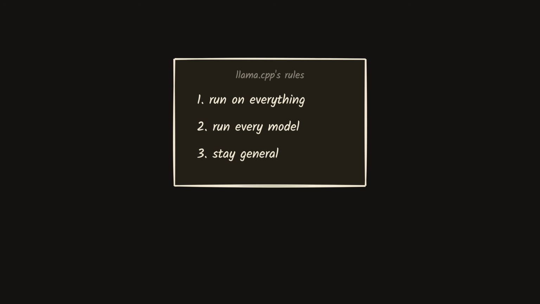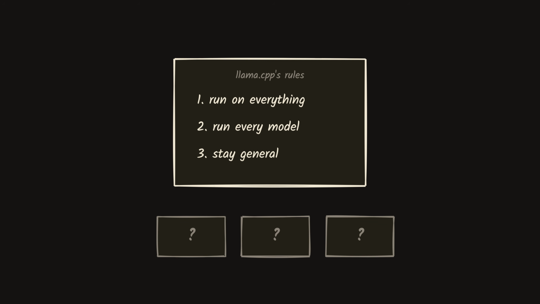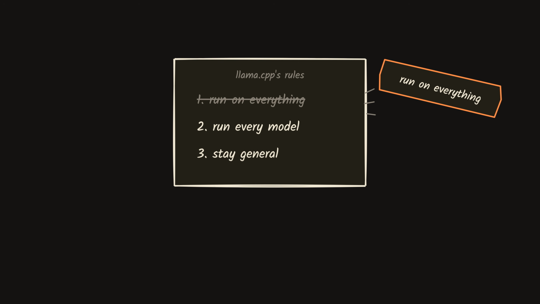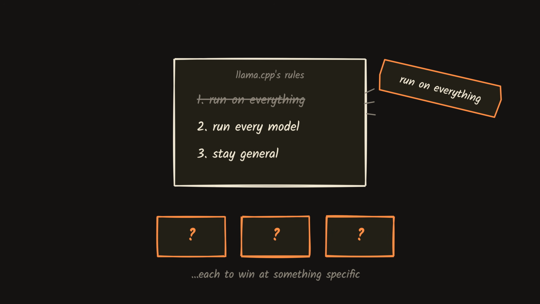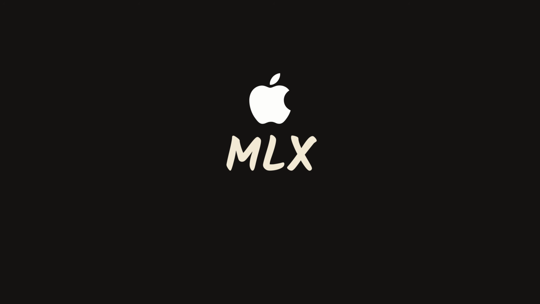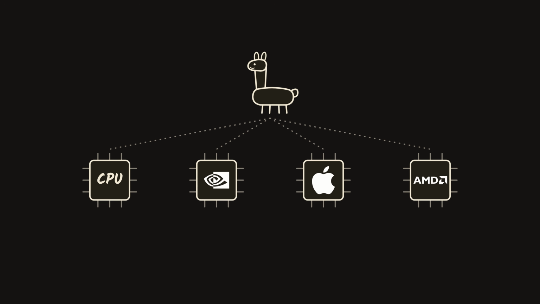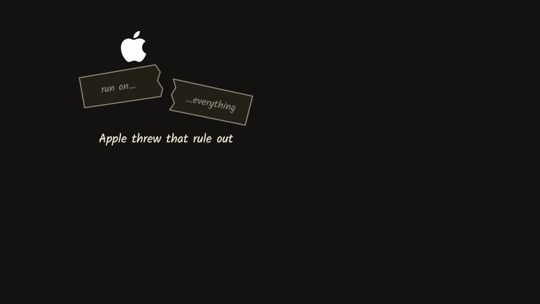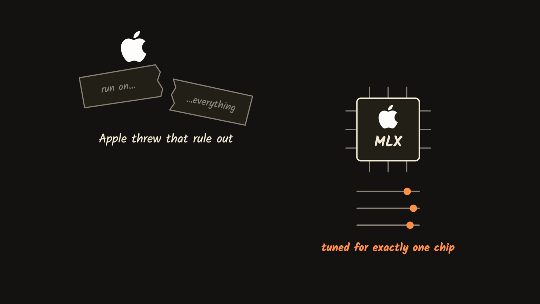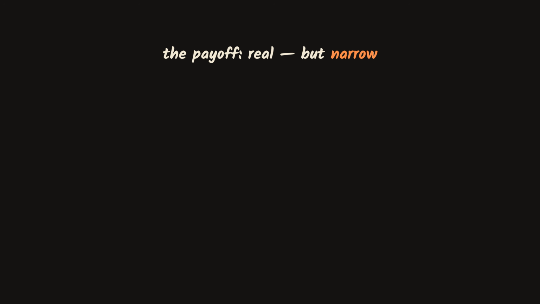That universality leaves room, though, for a few projects that make a different bet. Each one throws out a rule Llama.cpp lives by to win at something specific. Take MLX. Llama.cpp's whole identity is running everywhere, which means it can never tune too hard for any one chip. Apple threw that rule out. MLX is a separate engine that runs only on Apple hardware, so it can optimize in ways Llama.cpp can't afford to. The payoff is real, but narrow.